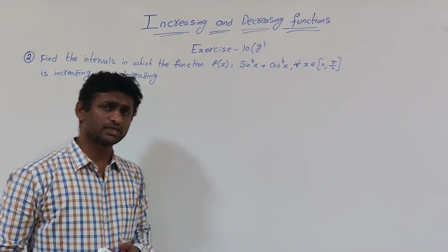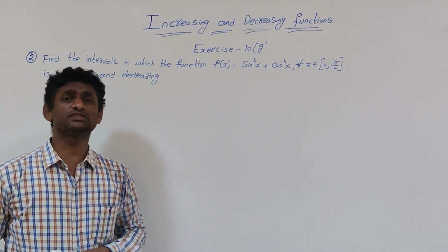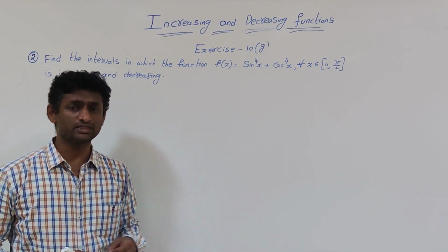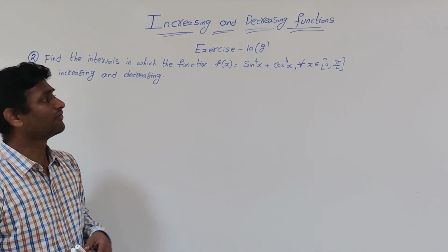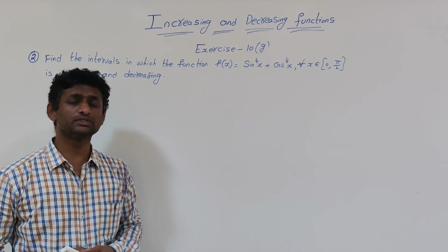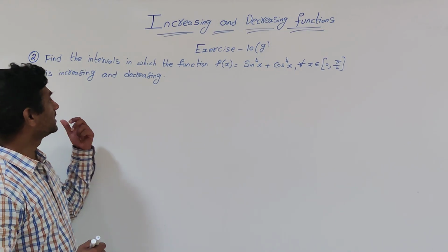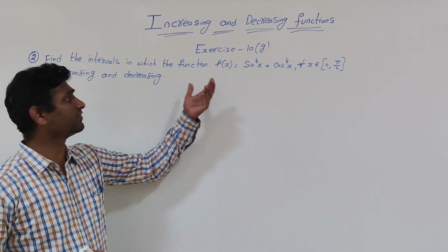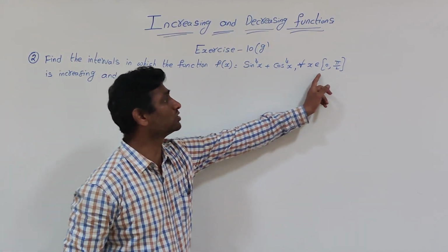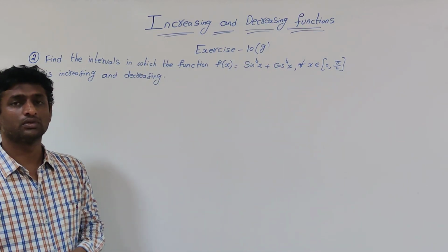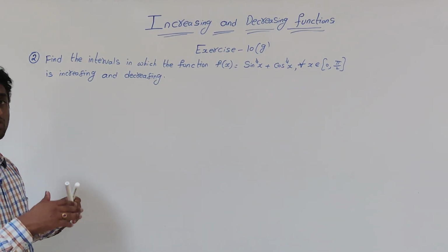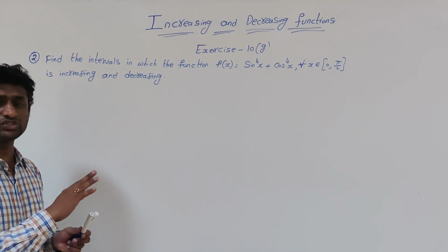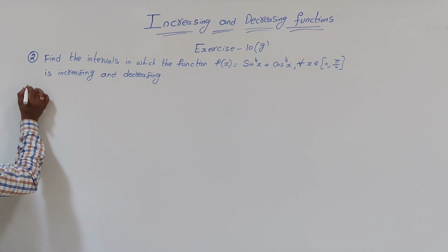Now we'll see the second question. Find the intervals in which the function f of x is equal to sin to the power of 4x plus cos to the power of 4x for all x belongs to closed interval 0 to pi by 2 is increasing and decreasing. So the domain is closed interval 0 to pi by 2. We have to consider the domain as 0 to pi by 2 itself, means in the first quadrant.